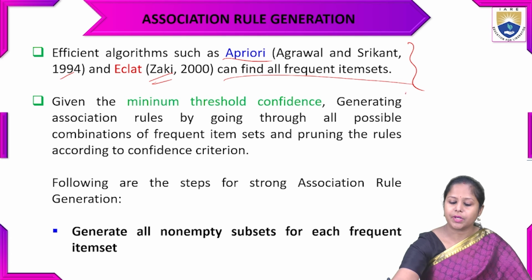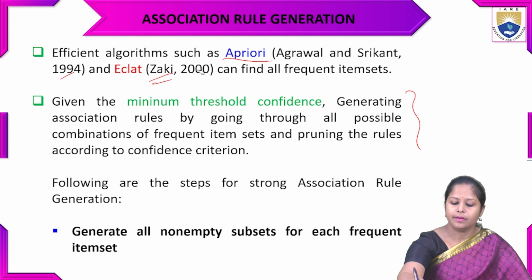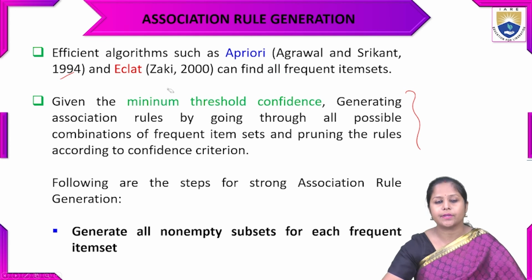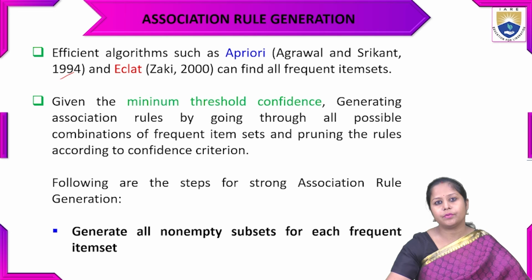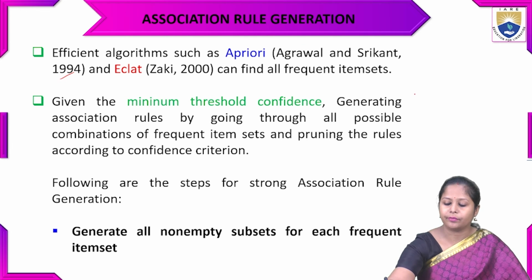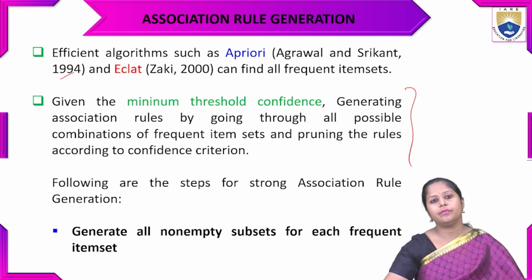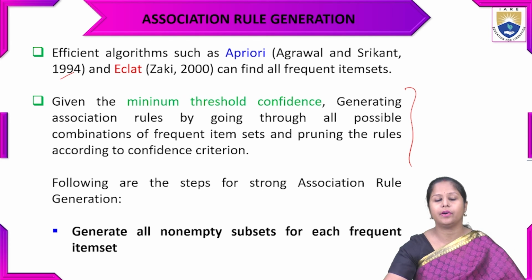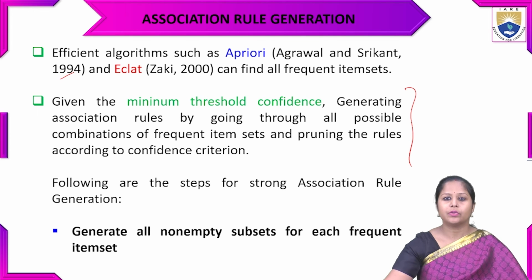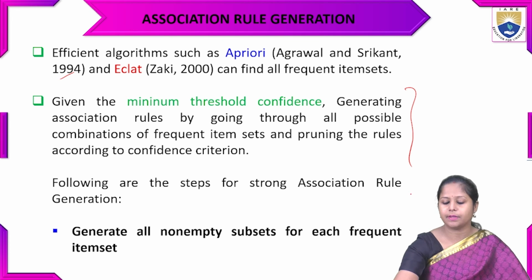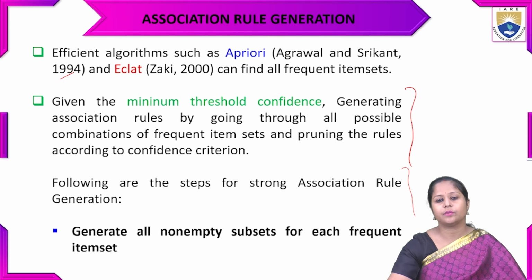So given the minimum threshold confidence, we have to generate association rules by going through all the possible combinations of frequent item sets. We also have to prune, that is, remove all the rules according to the confidence criteria. So one by one we create the rules, and on the other hand we also remove some of the rules which are not used.